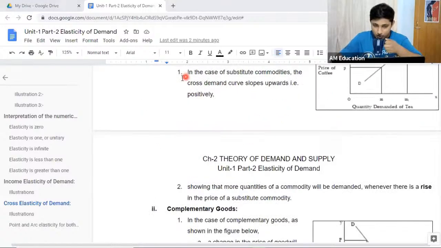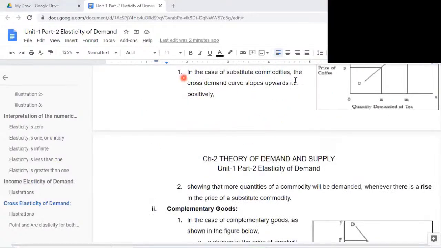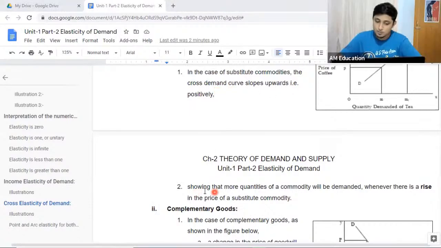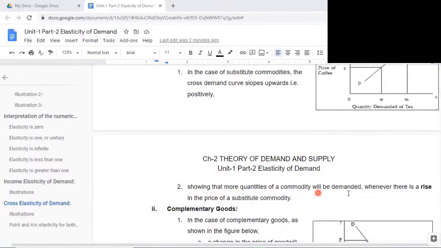In the case of substitute commodities, the cross demand curve slopes upward, that is positive. What does it show? It shows that more quantities of the commodity will be demanded whenever there is a rise in the price of the substitute commodity.